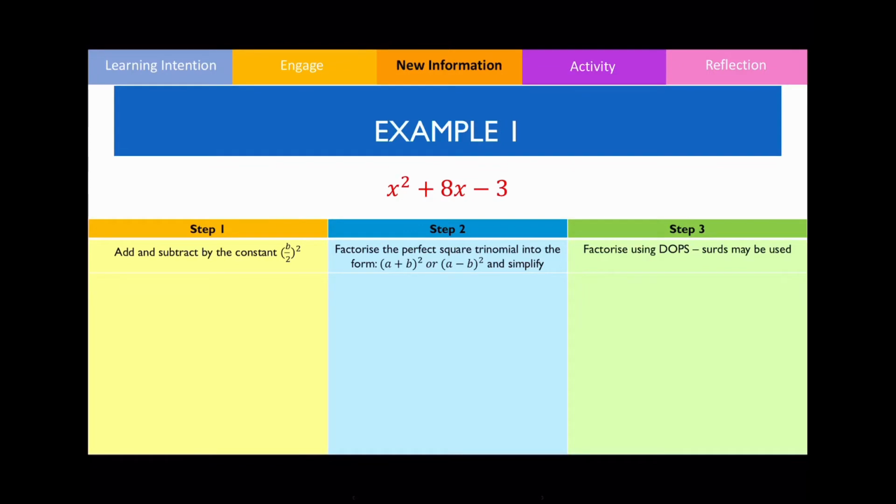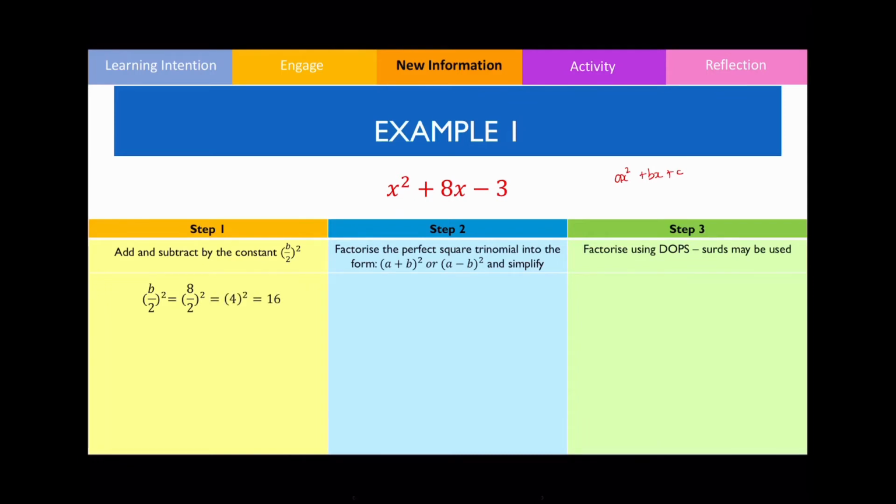The first step says we need to add and subtract the constant b over 2 whole squared. In this case, this is expressed in the standard form, so ax squared plus bx plus c. So b in this case is going to be equal to 8. You just substitute that into this particular formula. That would be 8 on 2, and we can simplify this further. We know that 8 can be divided by 2, which gives you 4. So 4 squared is going to equal 16.